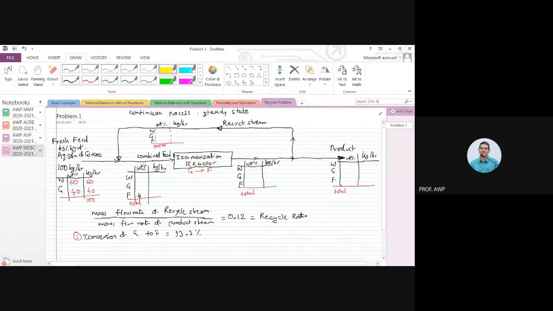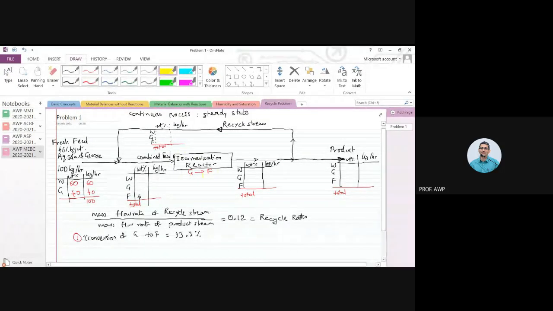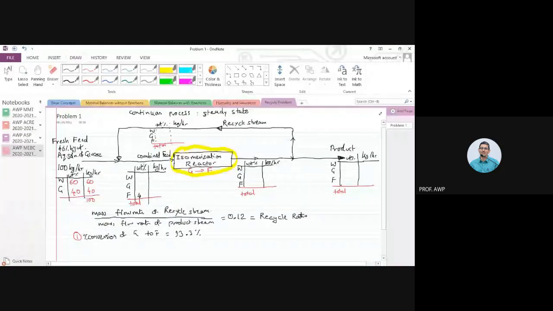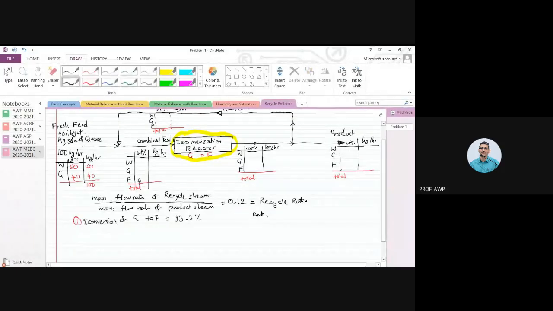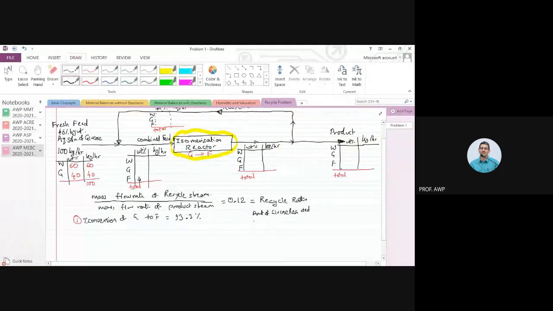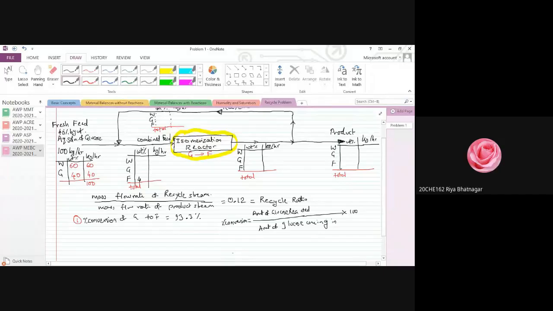If you look at this reactor as a control volume, amount of glucose reacted divided by amount of glucose coming in multiplied by 100 is our percent conversion. Do we agree? Do we disagree? Anybody? People should answer. I don't want to be talking to myself. Agree, sir. Okay, fine.